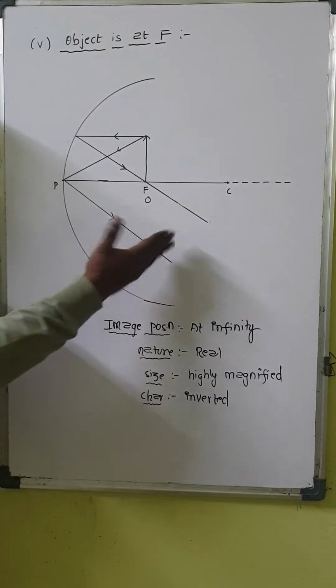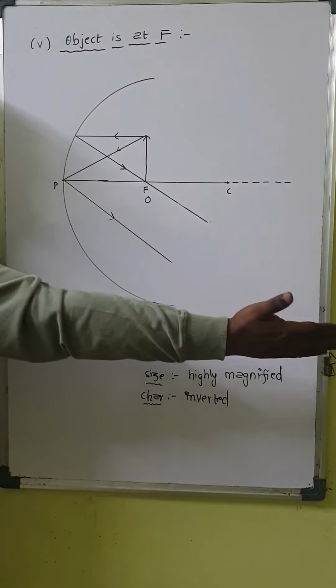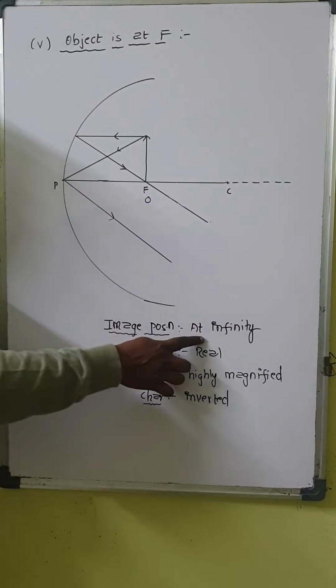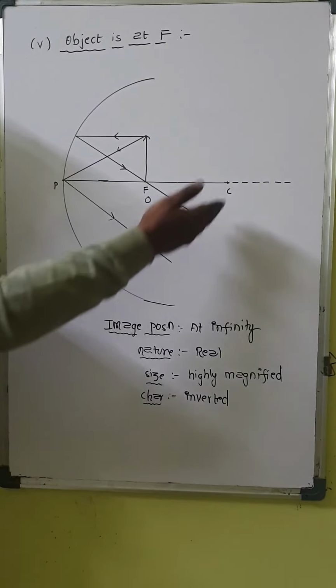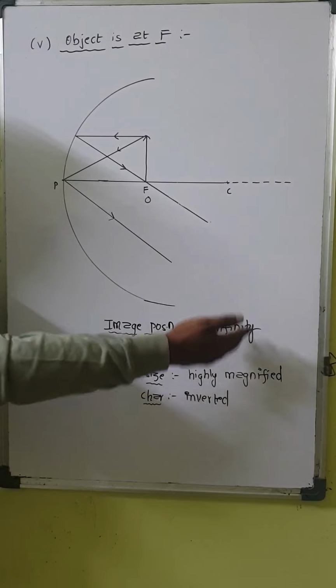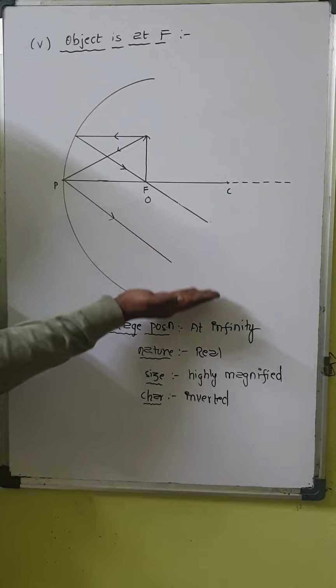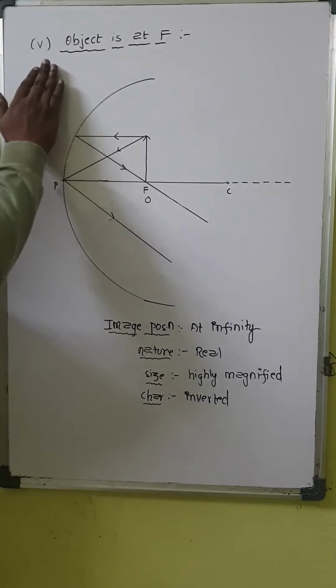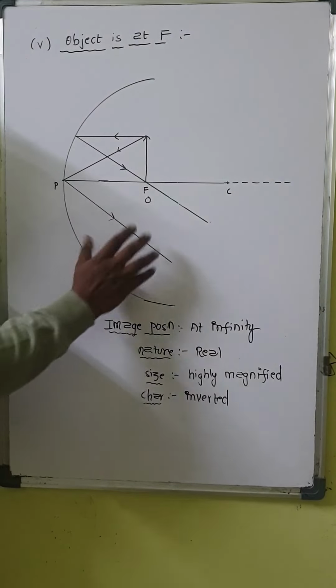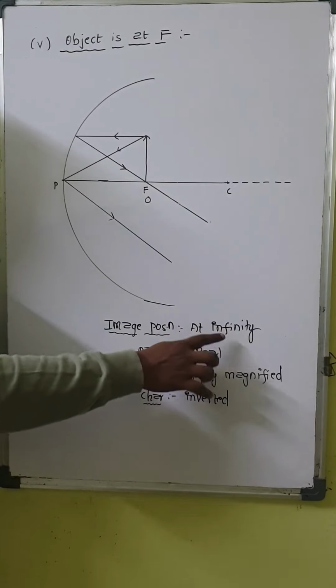And where is the image position? Image is formed here. It's far away from the mirror, so we have to set it at infinity. And it is formed very far below the principal axis, so it is highly magnified. And it is an inverted image, as the reflected rays are below the principal axis. So when an object is at F, image is formed very far from the mirror, at infinity.